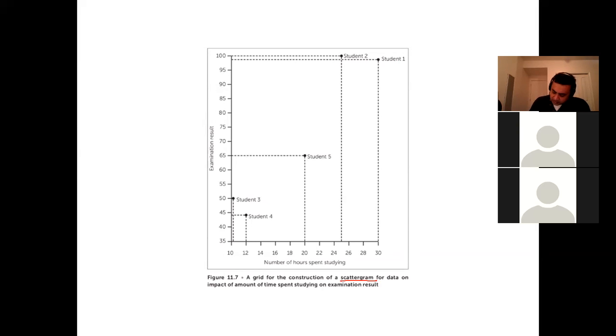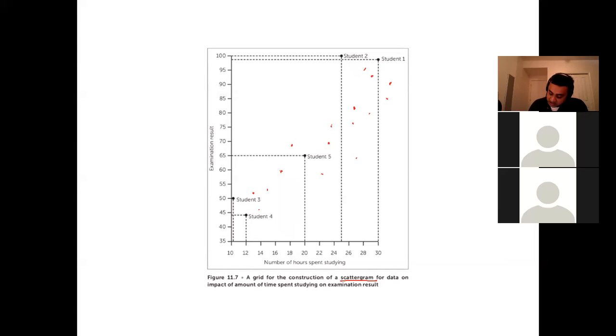And if you have 30 students, you might end up having 30 different dots. They have 5 dots here. I'm just making pretend dots all over the place. And lots of times what will happen is when you look at the dots, you get a pretty good sense of what's going on. The more hours you study, the more marks you get. So there's a linear relationship.